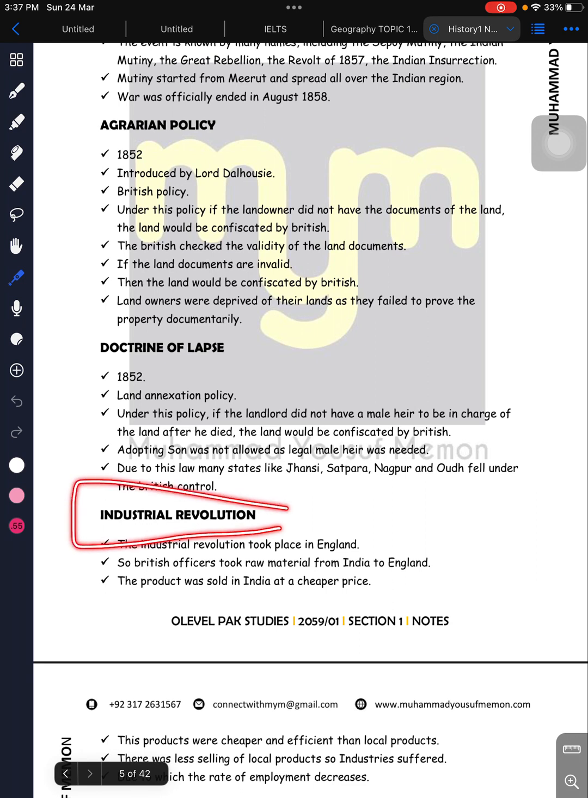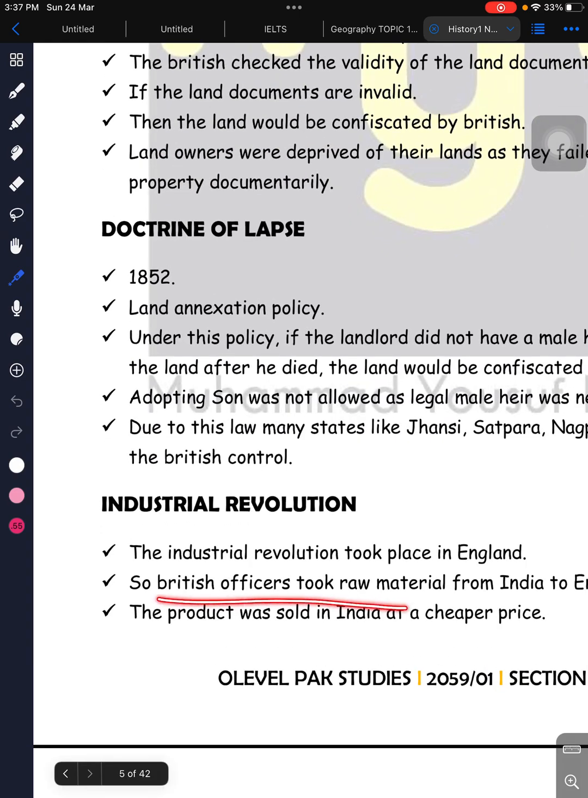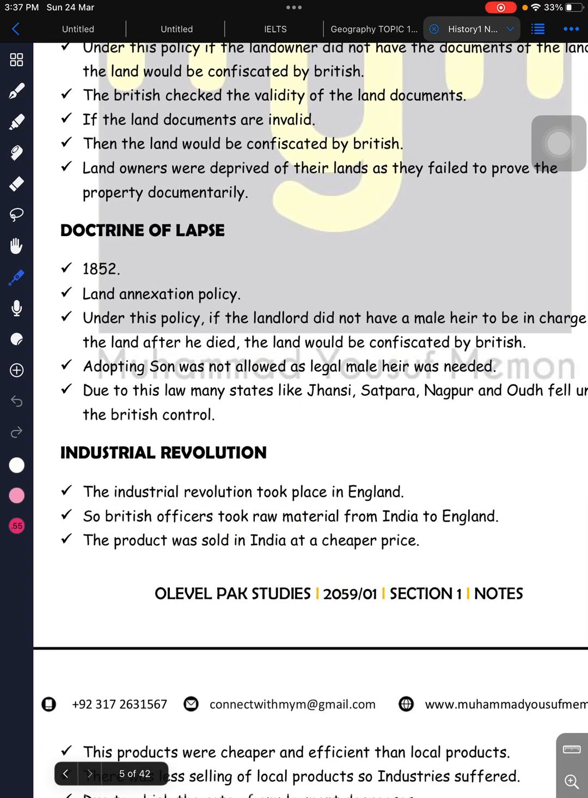After that, we have the industrial revolution. I told in my last video that the industrial revolution was taking place in England. For making an industry, we need a great market and raw material. So the British officers took raw material from India to England, and that product was sold in India at cheaper prices.